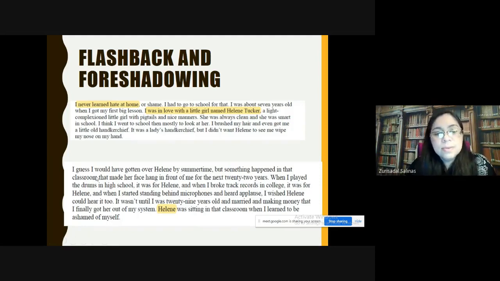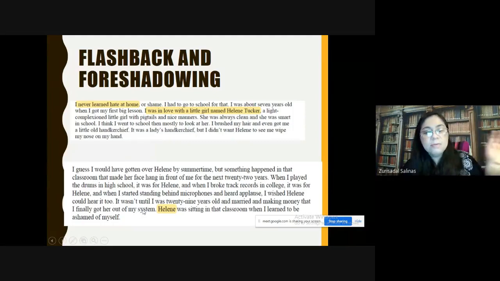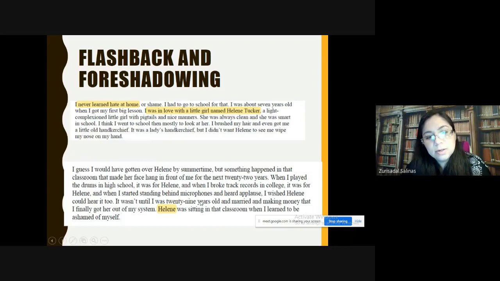So notice here, he goes back to present time. This is why this is a flashback. The whole story is told in flashback. But here, this is a reflection of the current man that he is. He went back and he reflected. He realized that it wasn't until he was 29 that he got rid of Helen Tucker. So this reflection is told in present time, which is why this is coming back from that flashback, okay? But also foretelling the future events that he's going to tell about Helen.